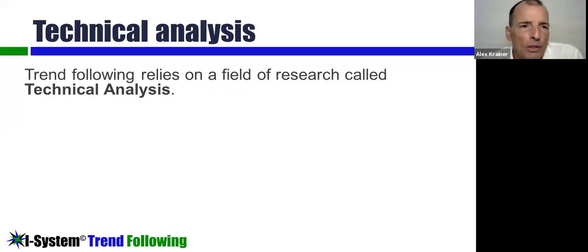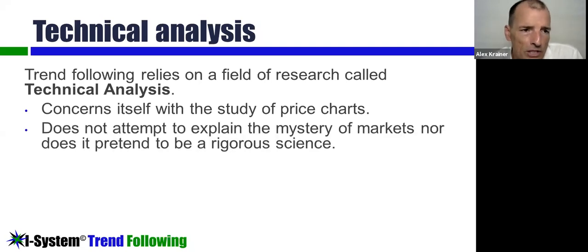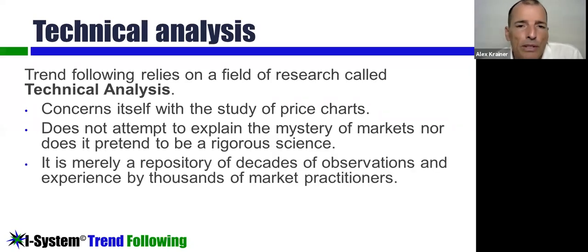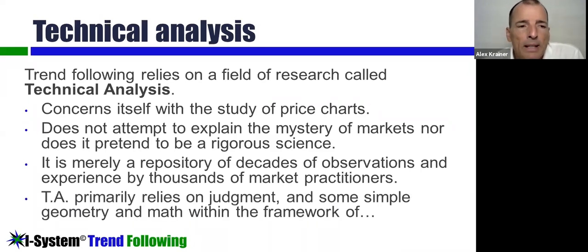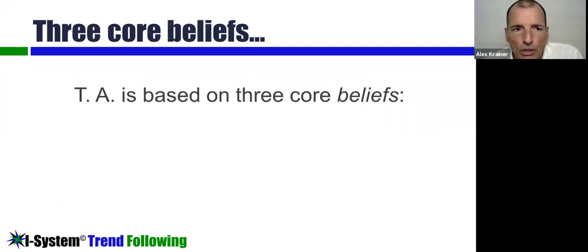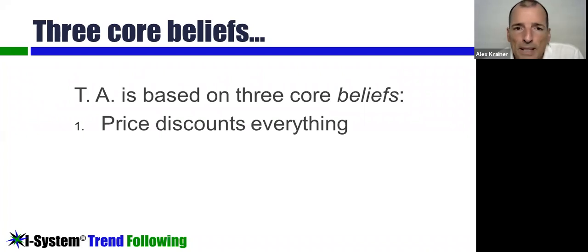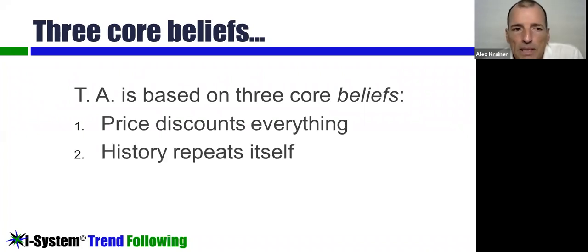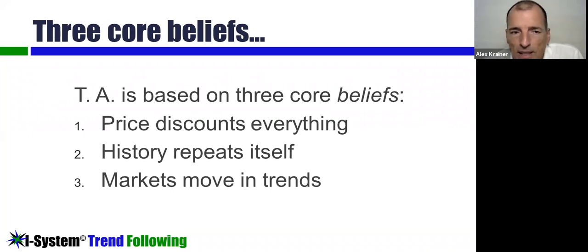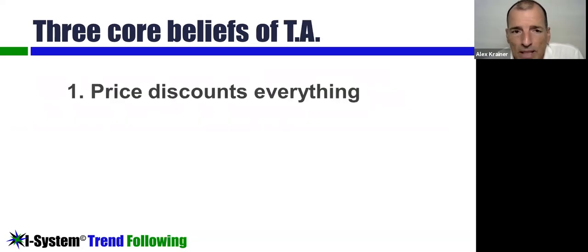So basically, trend following relies on a field of research called technical analysis. It concerns itself with the study of price charts. Technical analysis does not attempt to explain the mystery of markets, nor does it pretend to be a rigorous science. It's merely a repository of decades of observations and experience by thousands of market practitioners. Technical analysis primarily relies on judgment and some simple geometry and math within the framework of three core beliefs. And these three core beliefs are: first, the price discounts everything. Second, history repeats itself. Third, markets move in trends. And I'll now explain what each one of these beliefs entails.